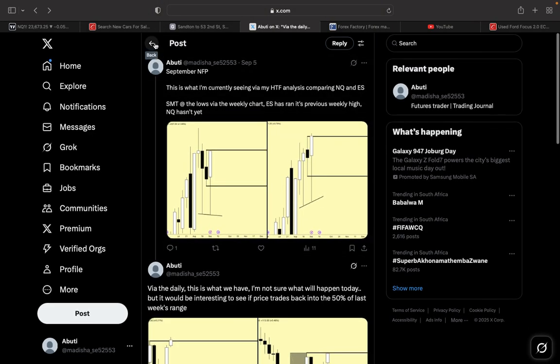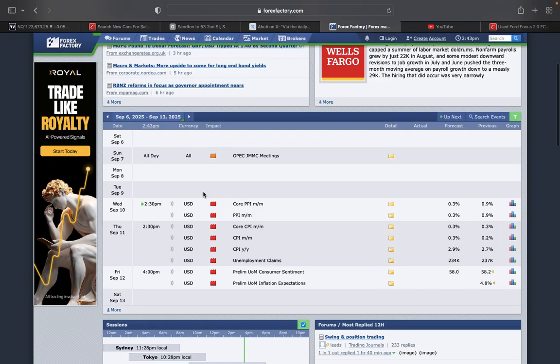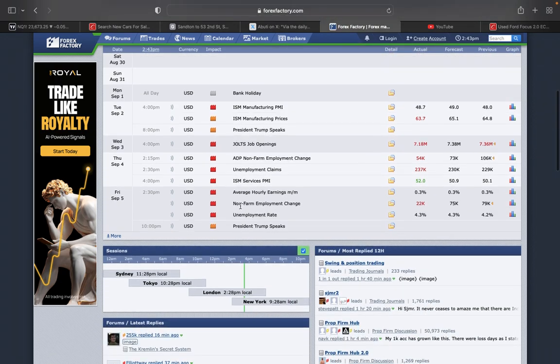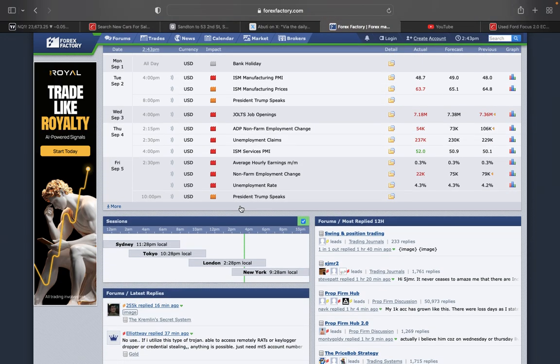But in summary, with NFP, I'll start with the protocol for those new people, because we get a lot of people coming in all the time, and something will be sounding like French, but it's very simple, right? The protocol for NFP. This week it was a bit different since we had a bank holiday on Monday, so this month's NFP protocol was a bit different.